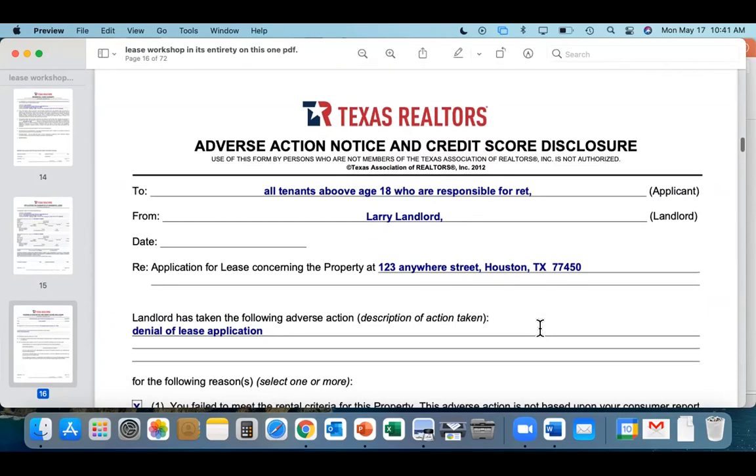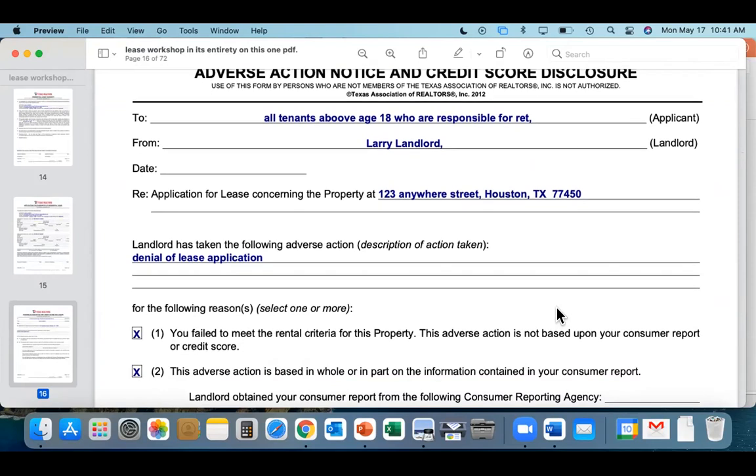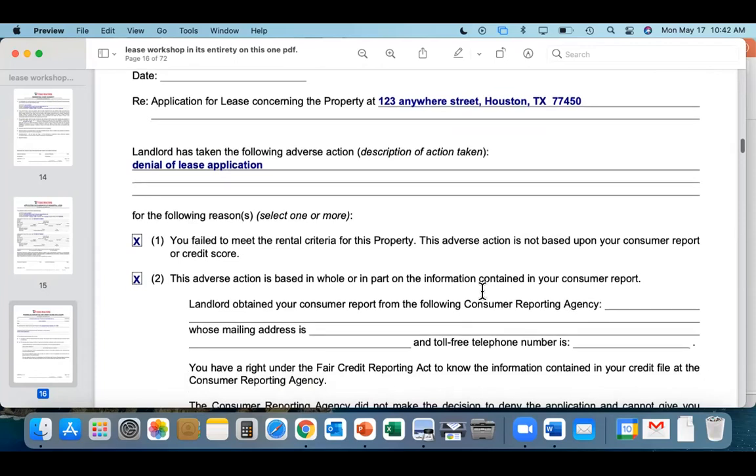Adverse action notice and credit score disclosure. Adverse action. Let's read this a little bit. It says to the tenants from the landlord regarding the application lease concerning the property, the landlord has taken the following adverse action. I put a sample in there: denied the lease application.